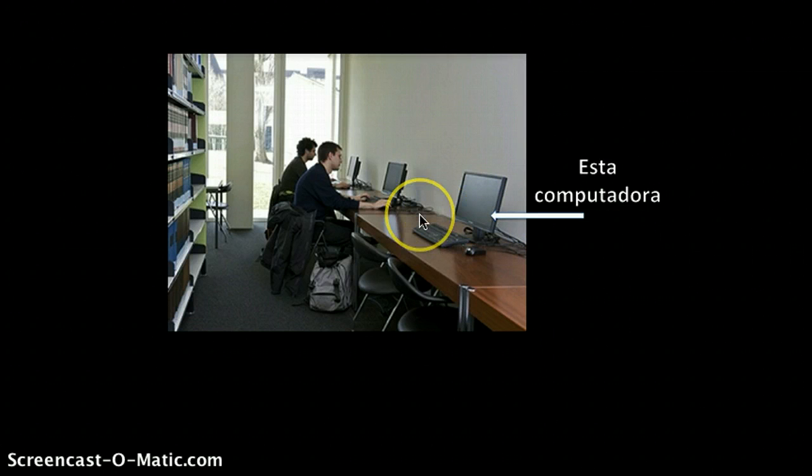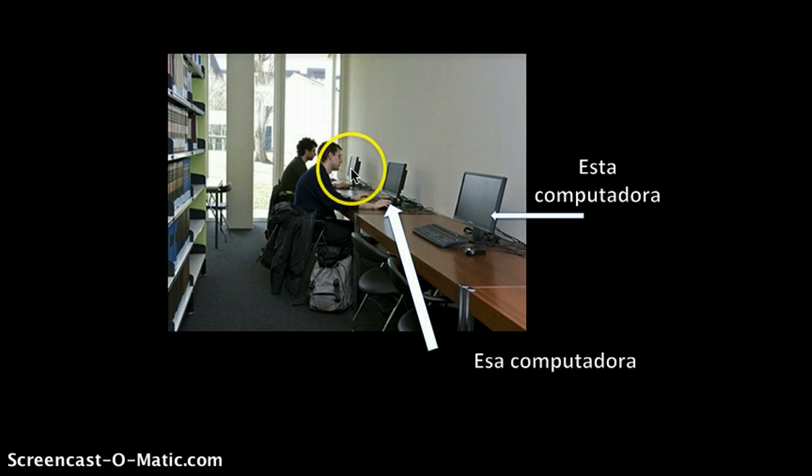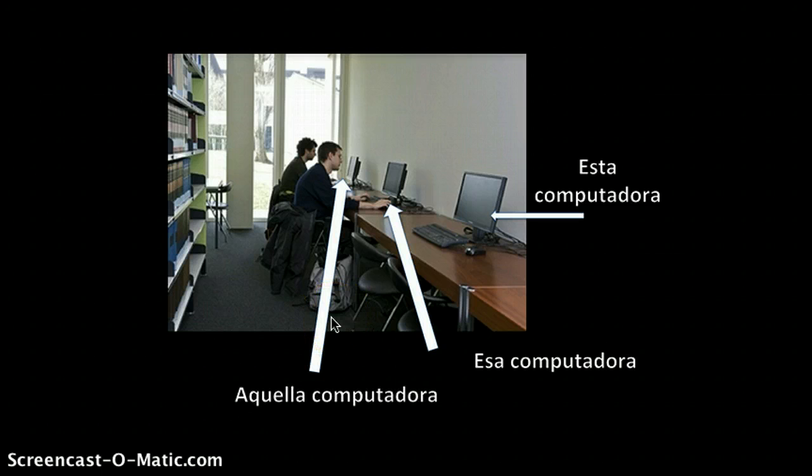Esta computadora. And that computer would be esa computadora. And that computer way over there, aquella computadora.